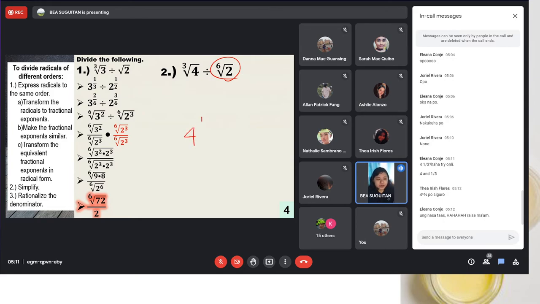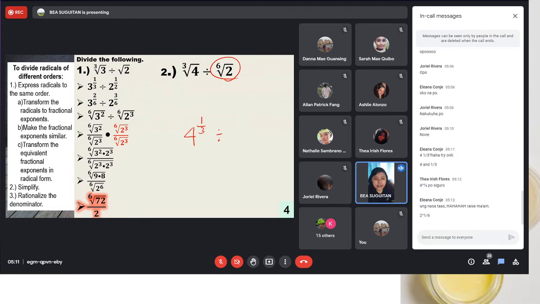Once again, we have here 4 raised to 1/3 divided by, how about 6 root of 2? Ano po ang exponential form ng 6 root of 2? 2 raised to 1/6. Very good, Eliana. 2 raised to 1/6. Ayan po siya.